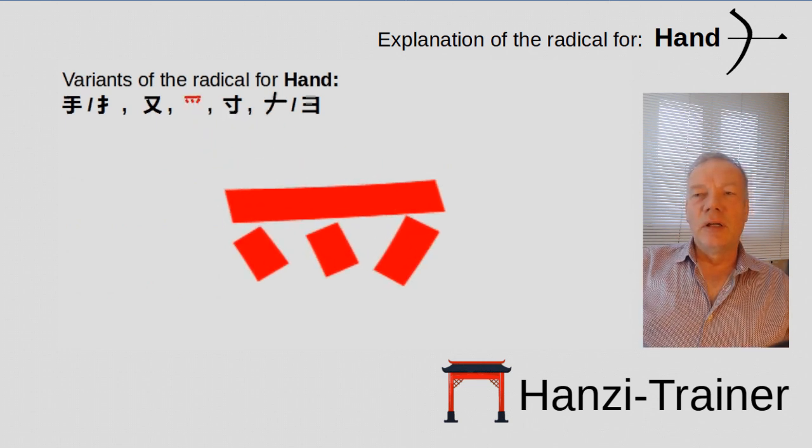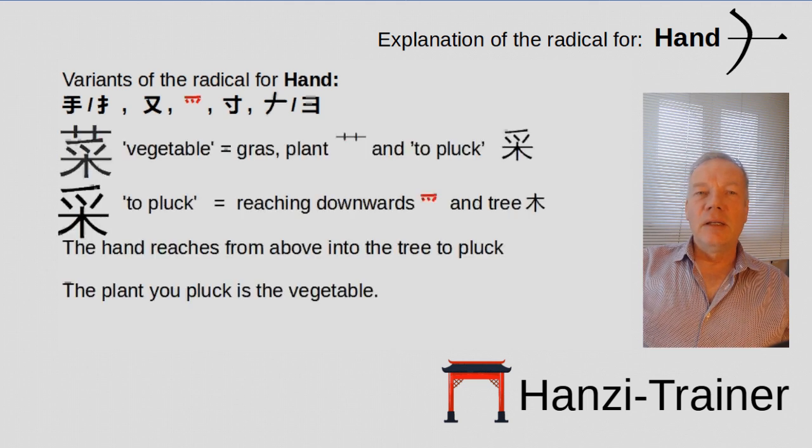The next radical for hand is a hand which is reaching downwards. It has an upper line which is considered to be the hand, with 3 strokes below that are considered to be the fingers. Here we have the character for vegetable. Vegetable is composed of the image of grass or plant and the image for to pluck or to pick up.